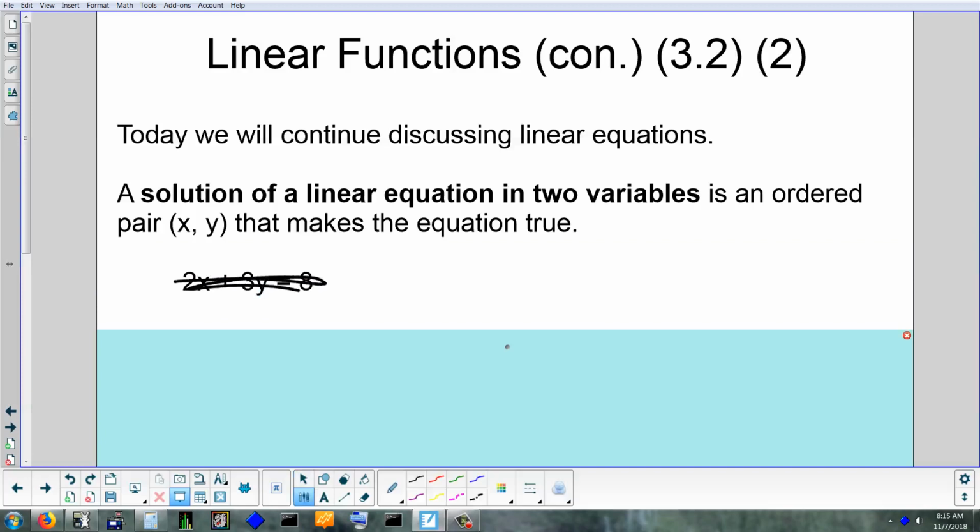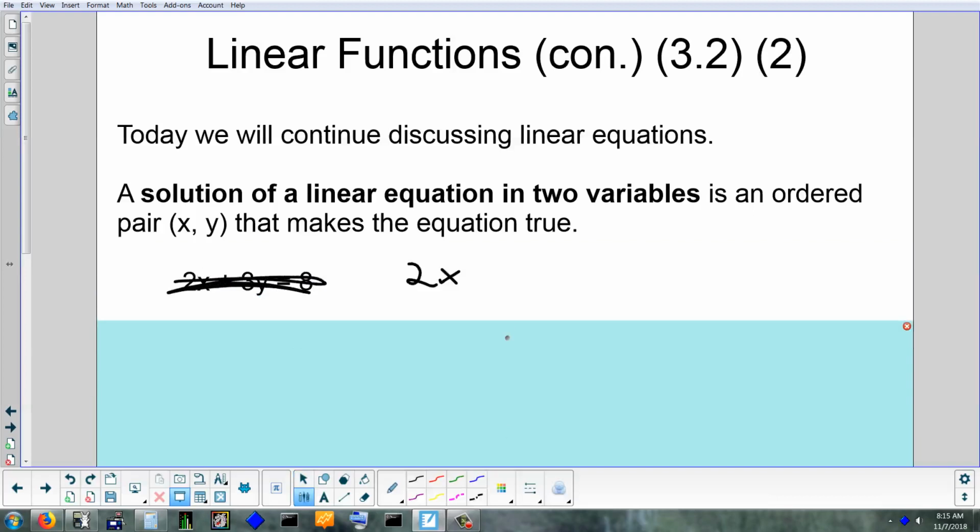Right, and I'm going to show you guys an example. Let's say 2x plus 4y equals 8. Now, how many solutions are there to this? Infinite. I can come up with infinitely many numbers that make that true. Here's one that would work: 0, 2. Let's try it.